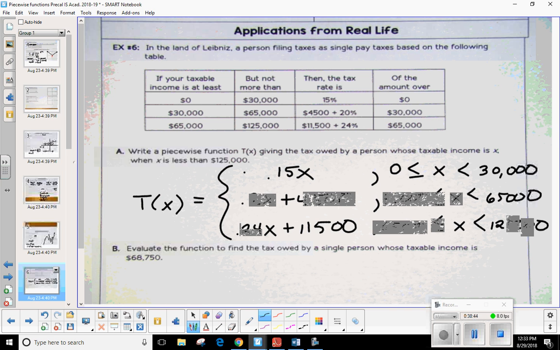So according to this, however much money you make in a year, whatever interval it falls in, you would multiply that by whatever percentage and possibly add a value. That's the tax owed. We'll go ahead and stop there because I've got 33. We'll do B when we come in tomorrow. We'll finish off the notes and then go straight into that exit ticket.